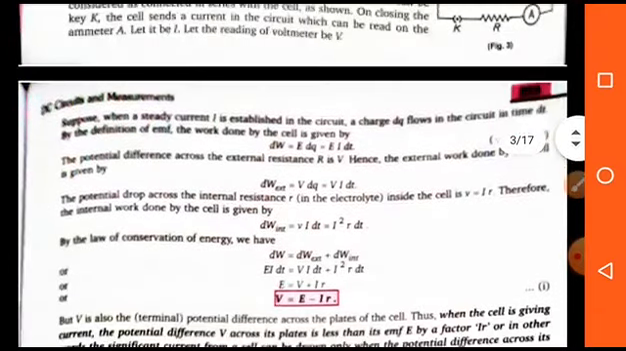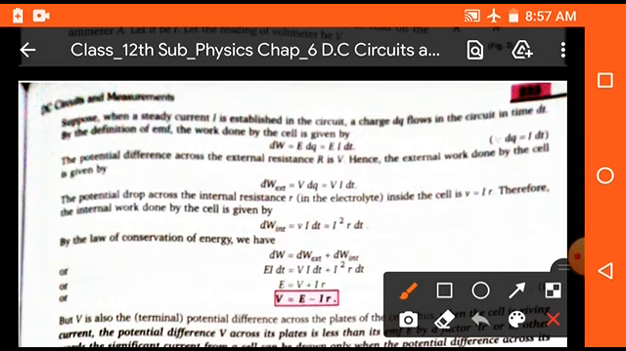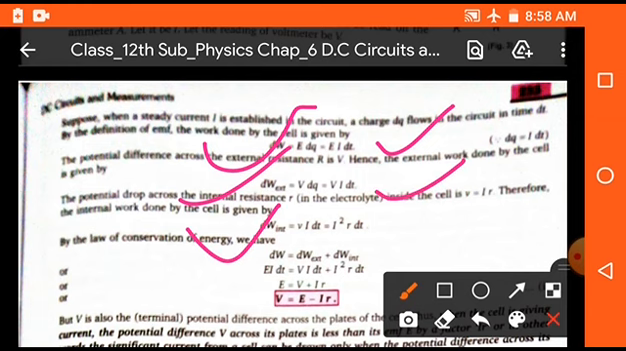Now students, we will find here the formula of potential difference and EMF. As we know, total work dW is equal to E into dQ, and we can write E I dt. Now we will find external work, which will be V into dQ, that means V I dt. In the same way, internal work is I square r t. So on putting the values, we get capital V is equal to capital E minus I into r, where capital V is the potential difference, E is the EMF, I is the total current, and small r is the internal resistance.